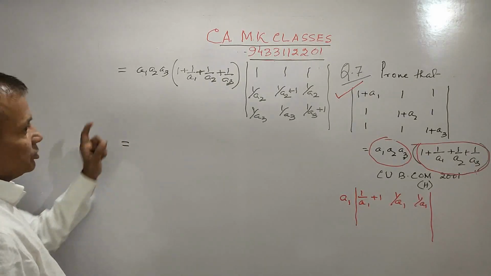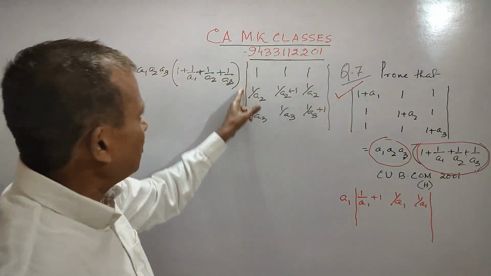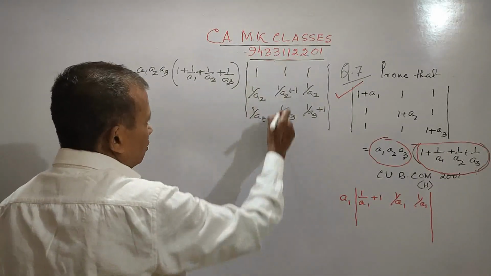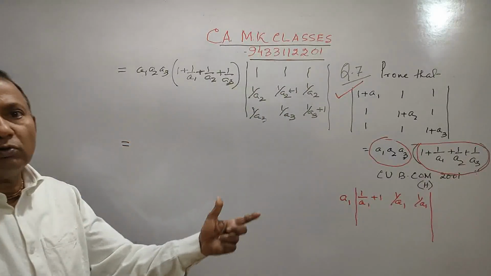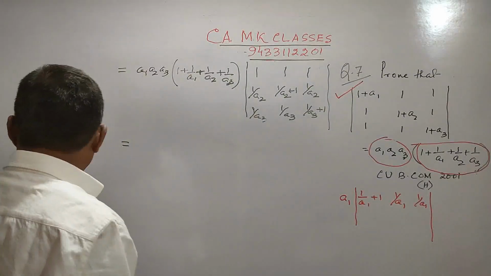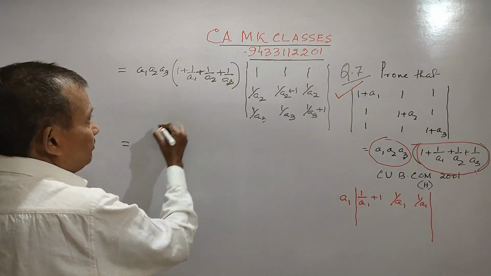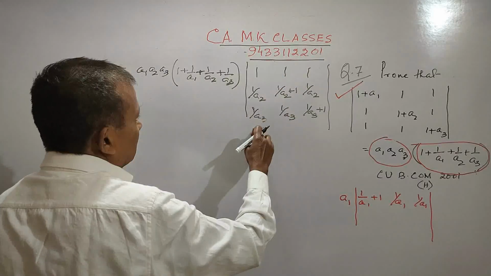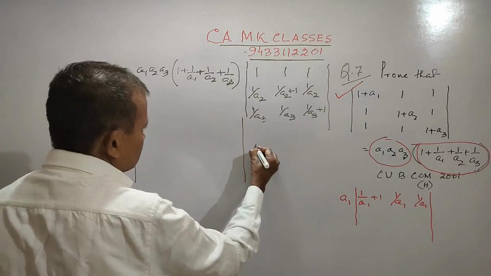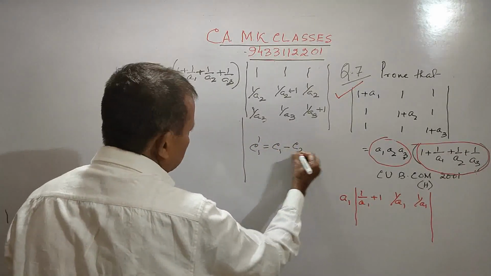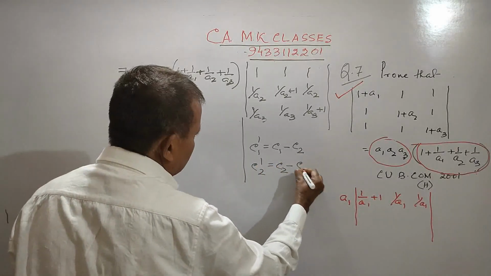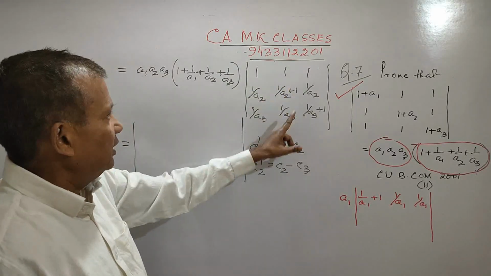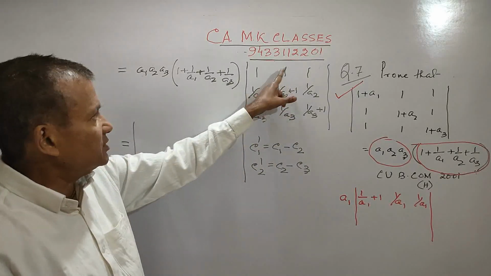Right, now, this has to be proved, this has already come, now we have to do something. This is your column 1, this is column 2, this is column 3. We will make two positions 0. So C1 dash equal to C1 minus C2. C2 dash is equal to C2 minus C3. C1 dash, this column will be changed. C1 minus C2. And C2, this column will be changed. This will be C2 minus C3.